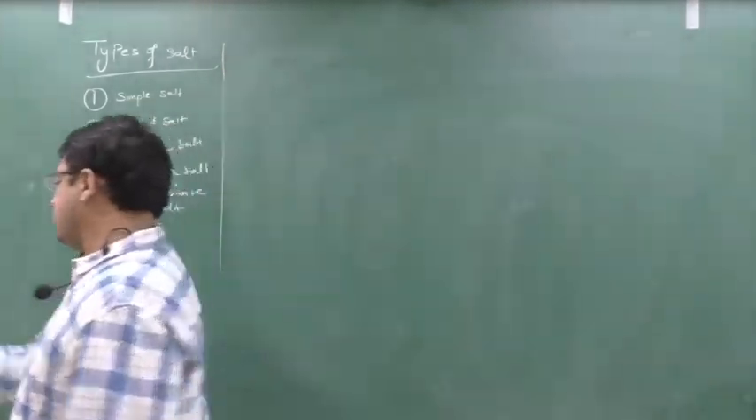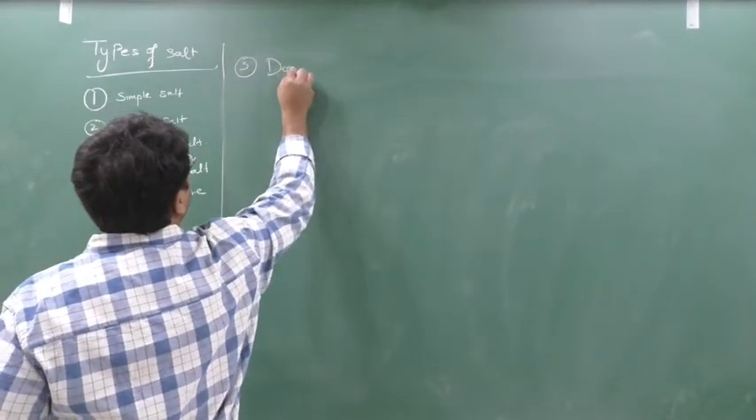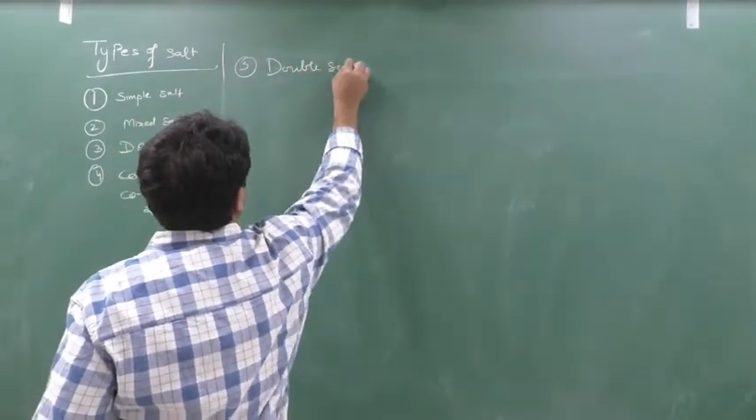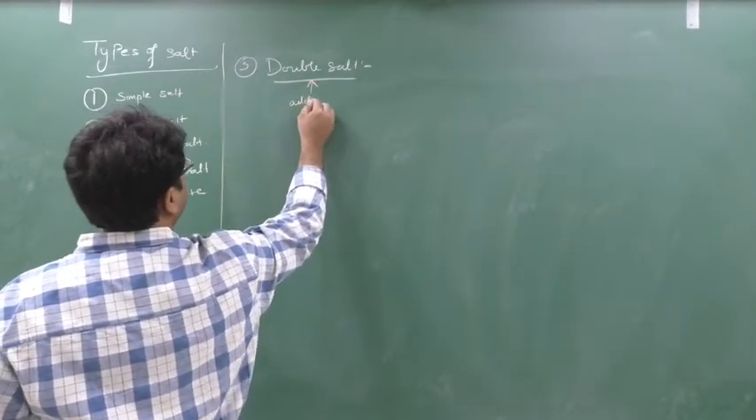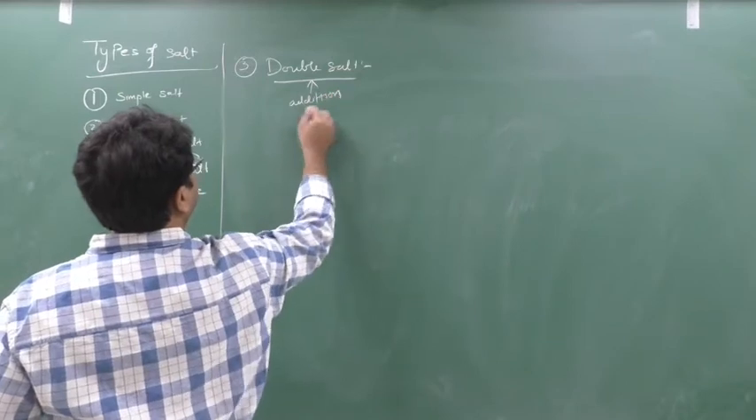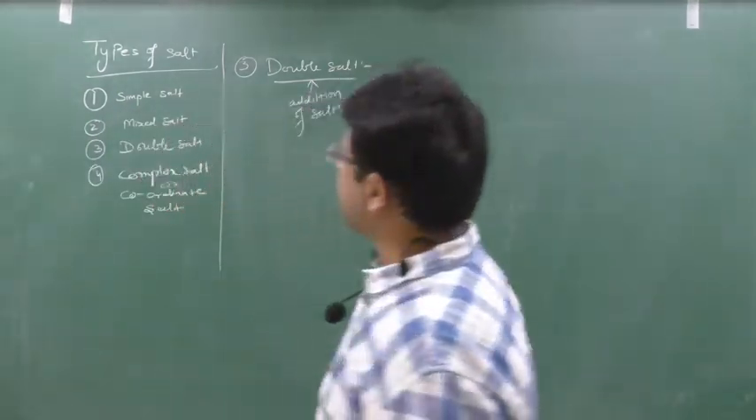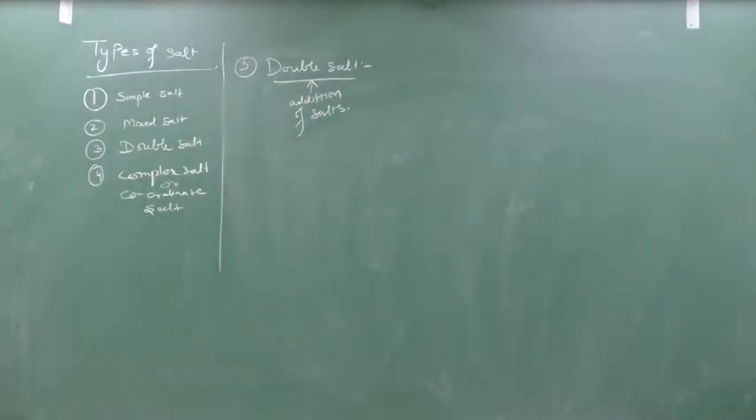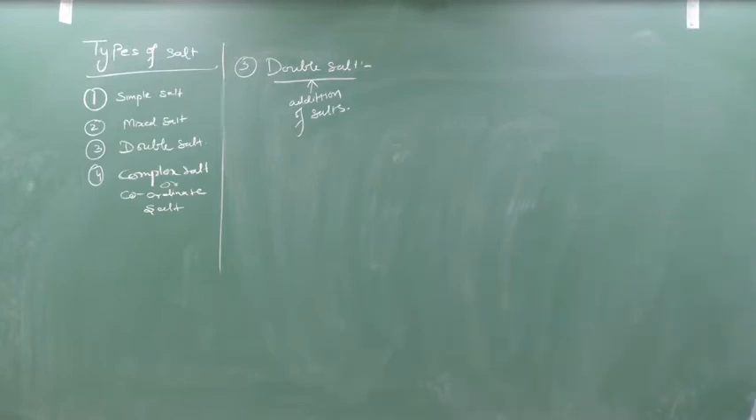See, double salts, what are double salts? Here addition of salts takes place. Two or more salts combine together to form a double salt. There will be addition. Here a number of cations will be there, a number of anions will be there. That kind of a salt we say is a double salt.